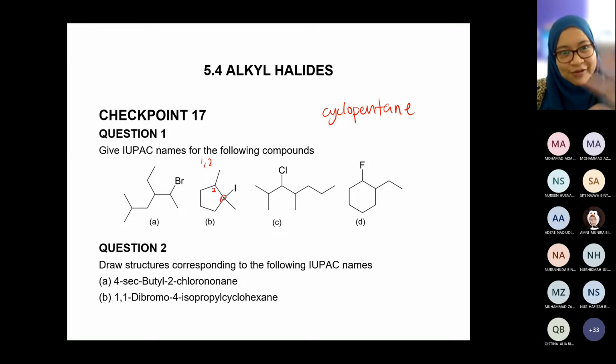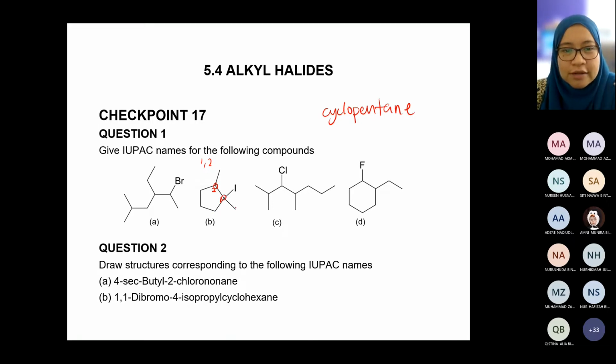Okay, tak payah nak consider alphabetical order ke apa. Belum lagi ke tahap tu. Maksudnya, this one will be assigned as carbon number 1 just because this carbon has two substituents attached to it. But this one has only one substituent attached to it. Faham? So, this will be automatically number 1. Carbon number 1, carbon number 2.